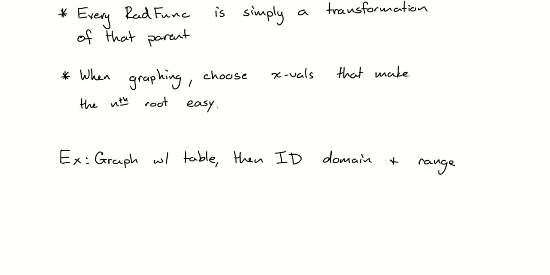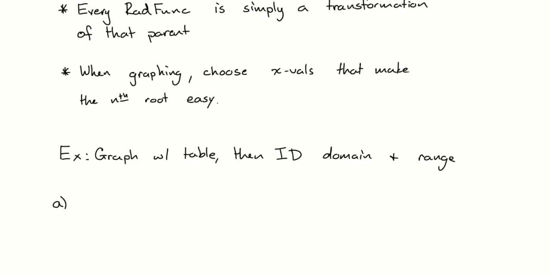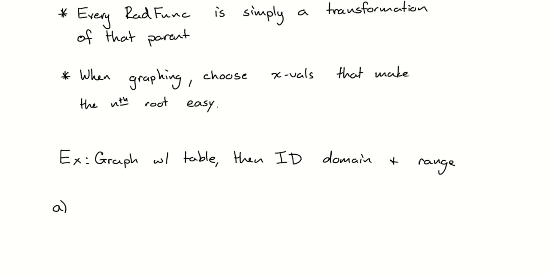Now, the table is the part that I care the very most about for right now. Hopefully by the end of the day, we might be able to avoid some of this table stuff because, once again, every radical function is simply a transformation of the parent. And if we can make sure that we can see these transformations, maybe we'll be able to save ourselves some time. So, yesterday we did a square root.